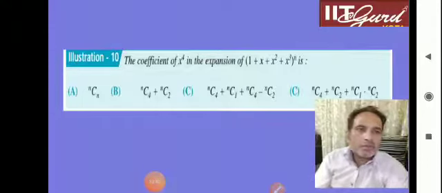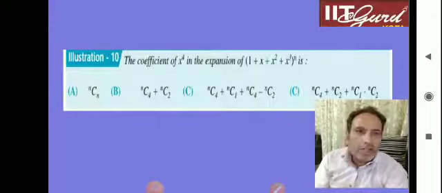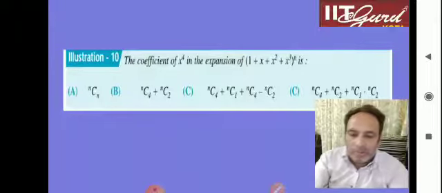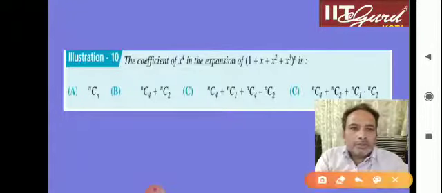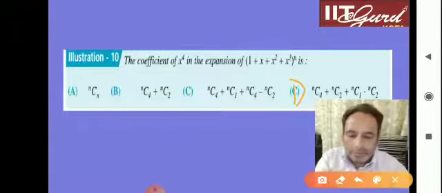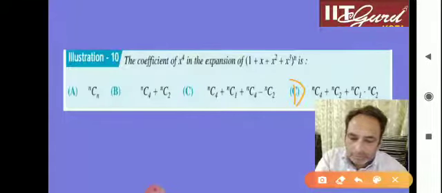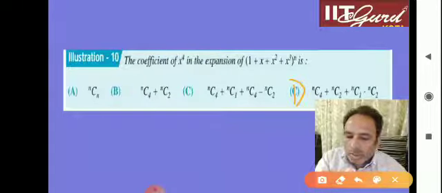So how to solve this question? Let's say the coefficient of x to the power 4 in the expansion of 1 plus x square to the power n plus x cube to the power n. Options are A, B, C. Some mistake is there, you note down the D option. Here it will be the D option. Okay, so let's see, try. Illustration number 10. Okay, so how to tackle this?